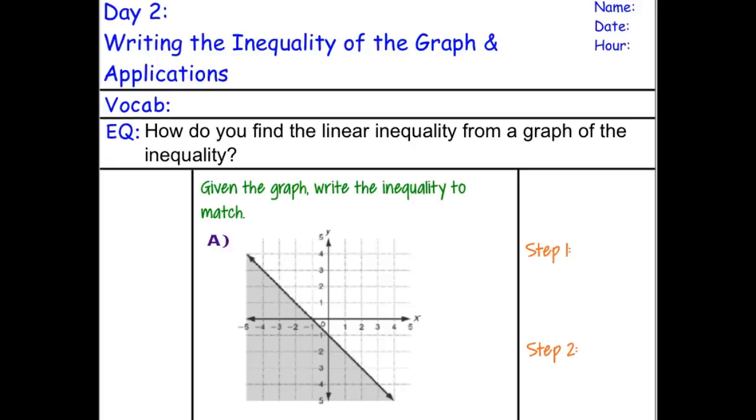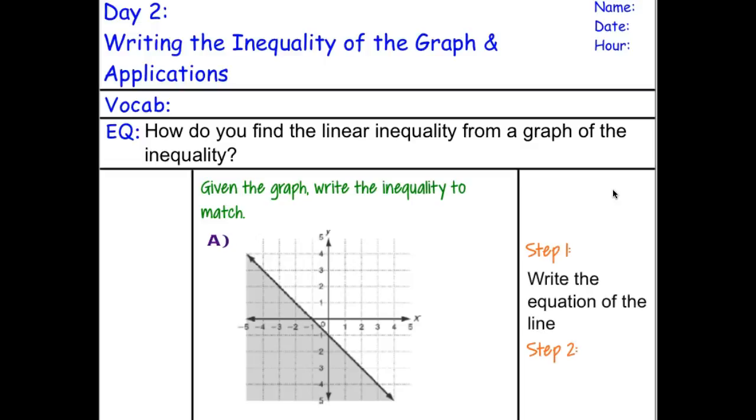Hey guys, yesterday we gave you the linear inequality and we asked you to graph it. Today we're going to go back the other way. We're going to give you the graph and we want you to tell us the inequality that matches. So the EQ question is, how do you find the linear inequality from a graph of the inequality?